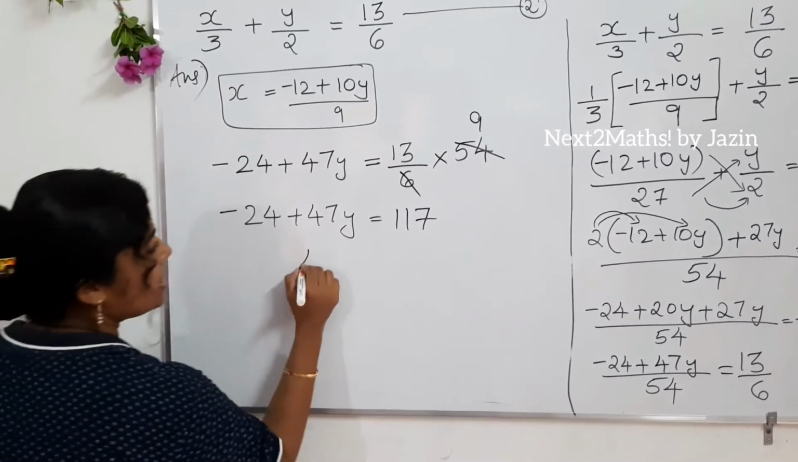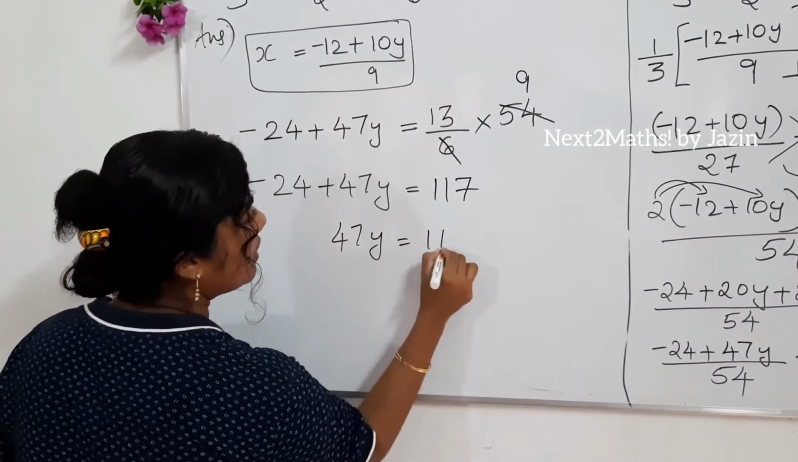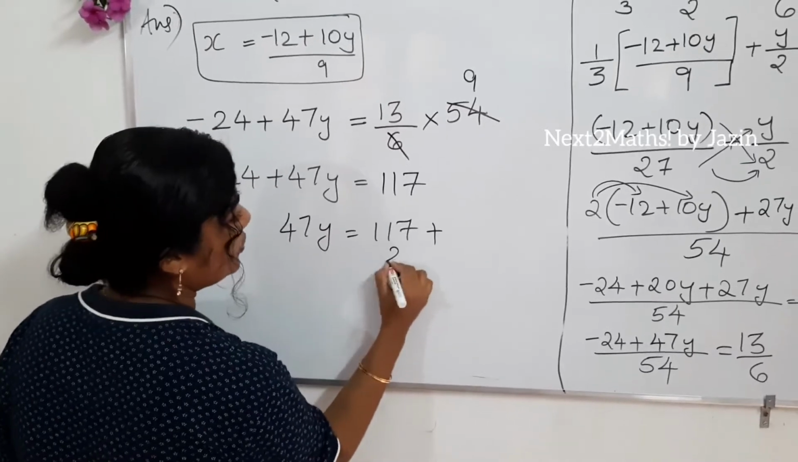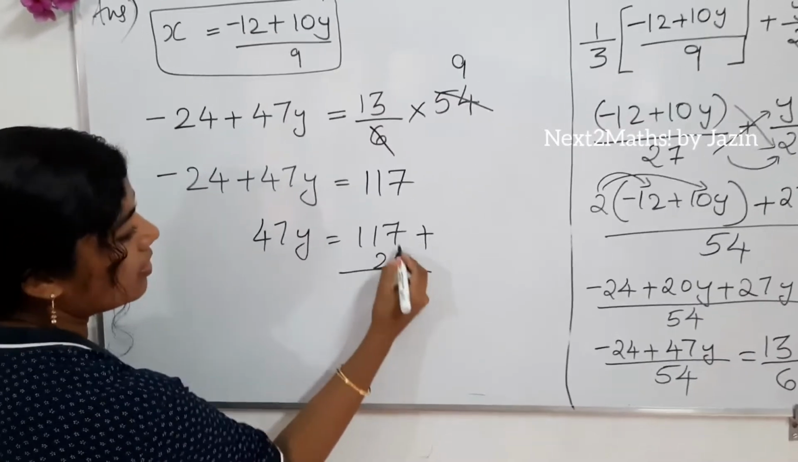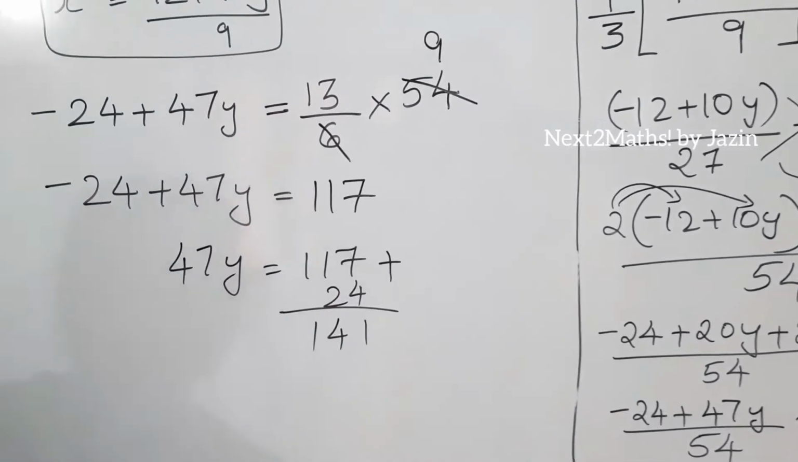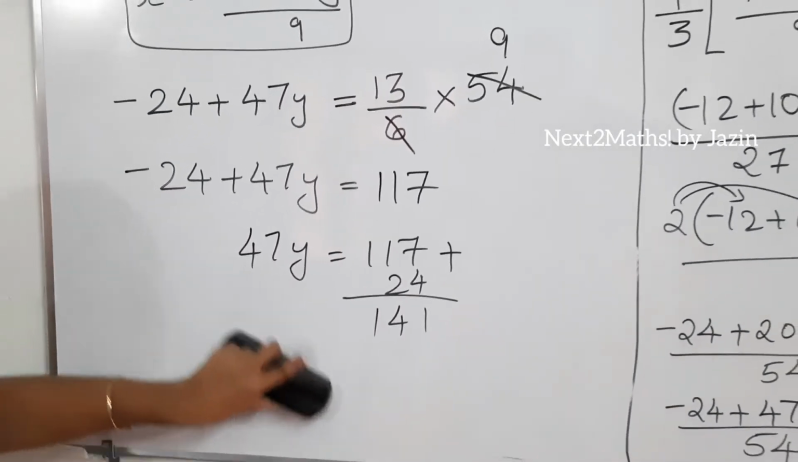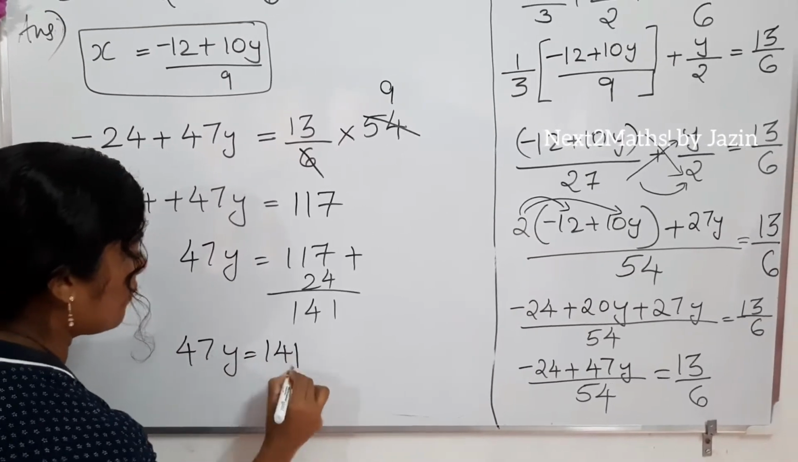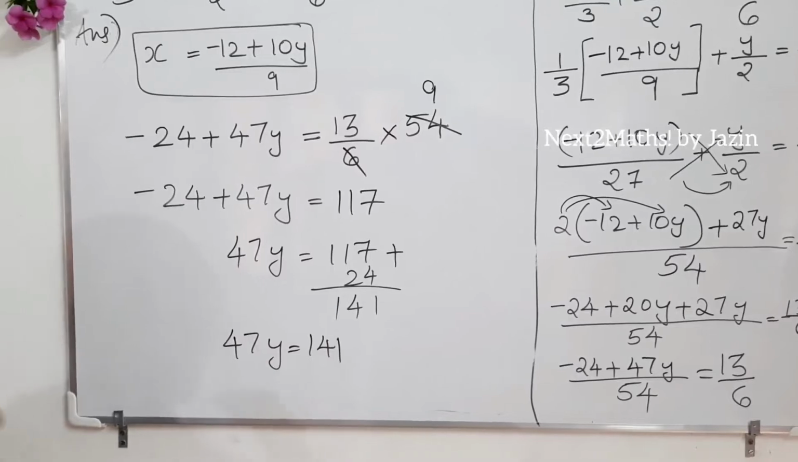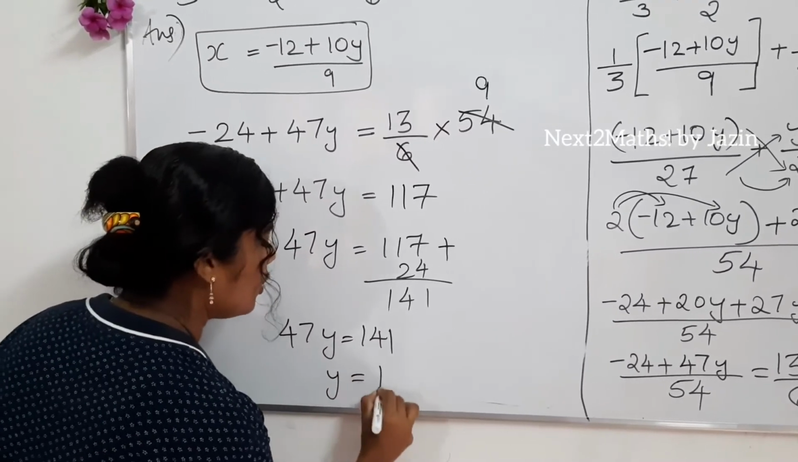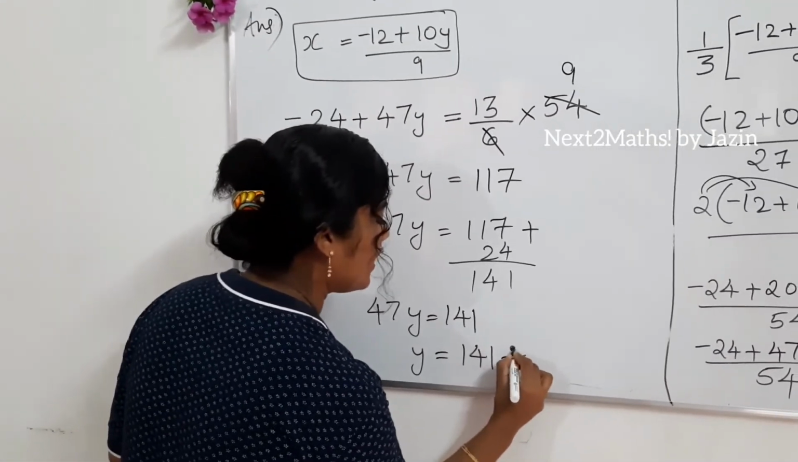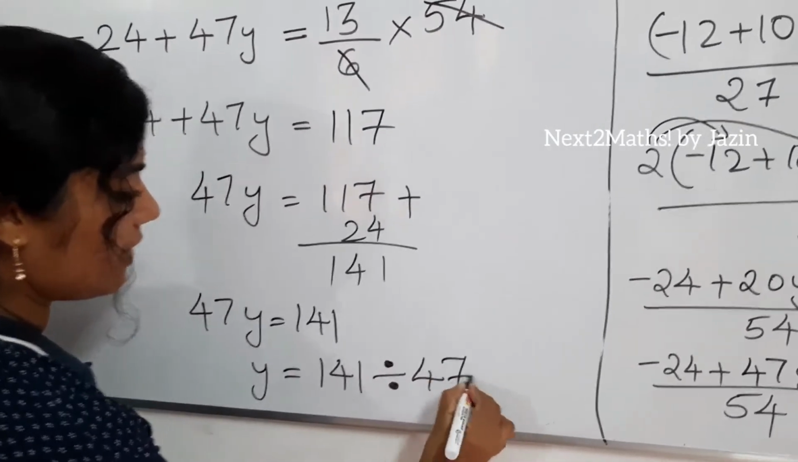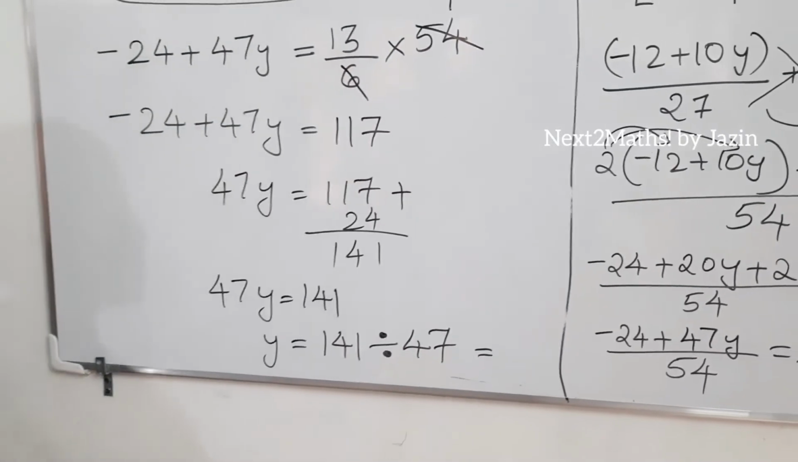Next, 47y equal to 117 minus 24 on the right side. It will be plus 24. So your answer is 141. So 47y equal to 141. So what is y? Y equal to 141 divided by 47.